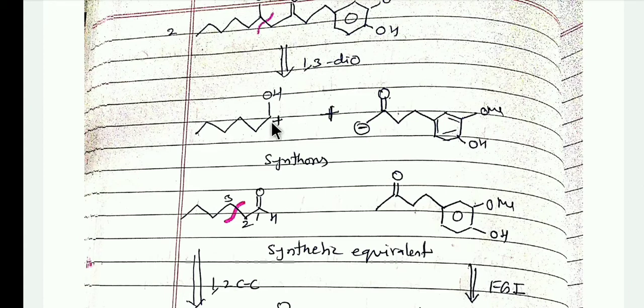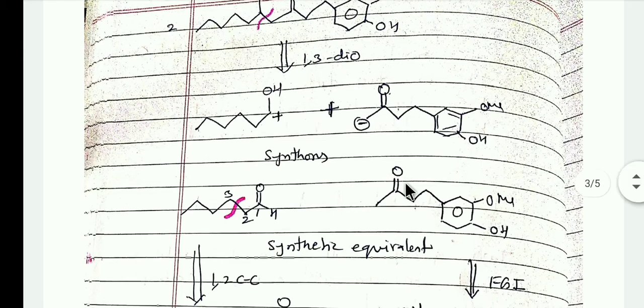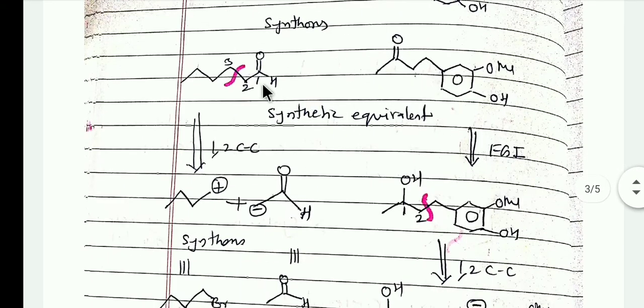For getting the synthetic equivalent of this synthon, the hydrogen is removed as a proton, giving electron to this oxygen atom. Here this carbon is positively charged, so this carbon and this oxygen make a covalent bond. So this type of synthetic equivalent is obtained. And here this CH2 adds a proton, so we get the synthetic equivalent for this synthon. So these synthetic equivalents are obtained.